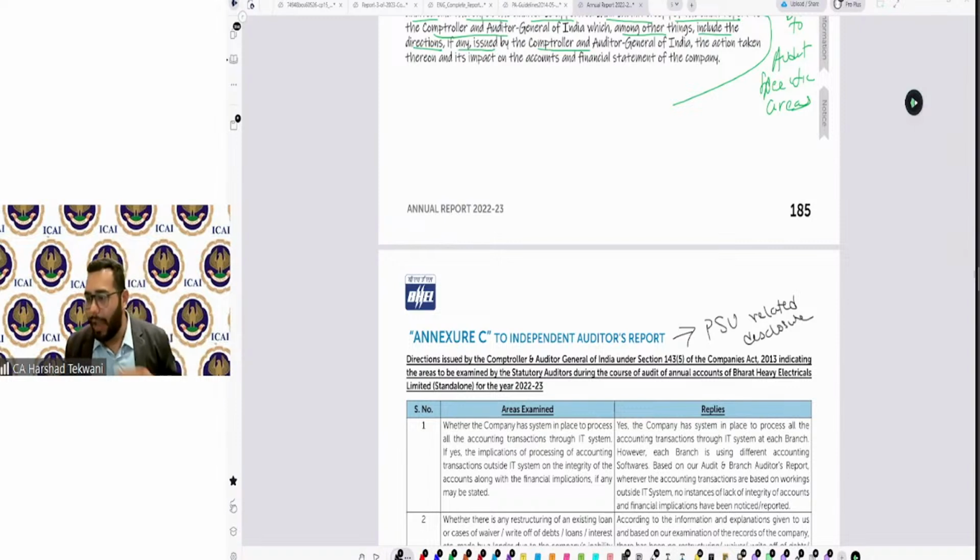Any doubt till now? Any doubt with respect to this part? Section 143(5) that we have discussed just now, 143(6) that I showed you, and anything that we have discussed till now.